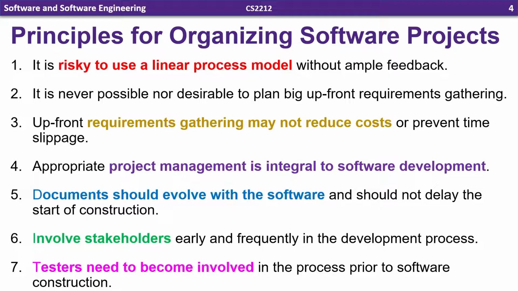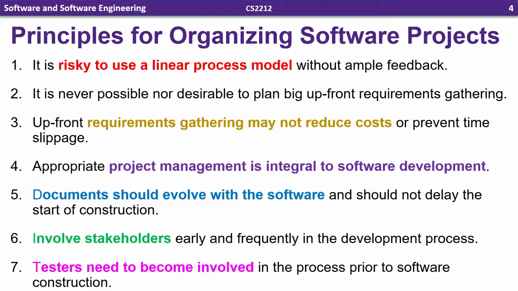Number 4 is appropriate project management is integral to software development. Number 5 is documents should evolve with the software and should not delay the start of construction. So again, that's getting into the idea that we're going in cycles, working on the planning, the modeling, the construction, and then back to them. So there should be some way to feed back or go back and update the documents so that they evolve with the software. Number 6 is involve stakeholders early and frequently in the development process. That feedback from stakeholders is key so that we can manage change effectively.